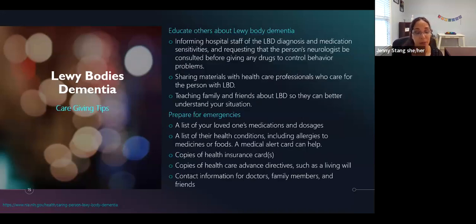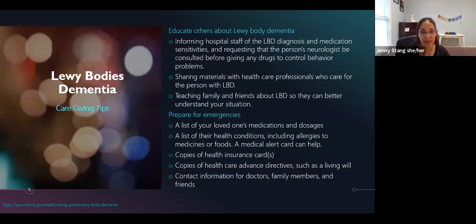So, some caregiving tips for people with Lewy body dementia. The first tip that I found was educating others about Lewy body dementia. So, informing the hospital staff of the diagnosis and medication sensitivities, and requesting that your loved one's neurologist be consulted before giving any drugs to control behavior problems. Sharing materials with the healthcare professionals who care for that person, and teaching family and friends about Lewy body dementia so they can better understand your situation, especially when you start getting into some of those more behavioral issues. If they understand that this is just the disease, it's not the person intentionally behaving in this way, it can make caregiving a lot easier.